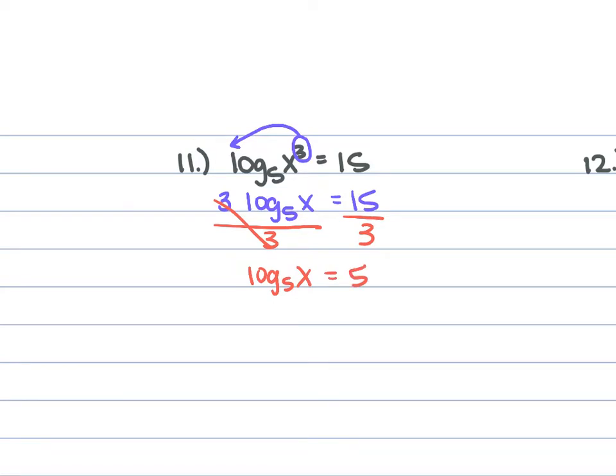So from here, we're going to have 5 to the power of log base 5 of x is equal to 5 to the fifth power. That 5 cancels out the log base 5, so we just have x is equal to, and then that 5 to the fifth power is 3,125.